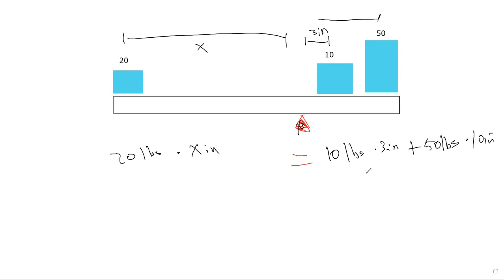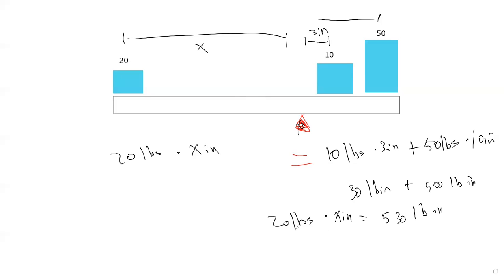And so we're just going to do some basic math. 10 times 3 is 30 pound inches, plus 50 times 10 inches, that'd be what, 500 pound inches. And so those units match. So we have 530 pound inches, and we've got 20 pounds times some unknown distance to balance the system.